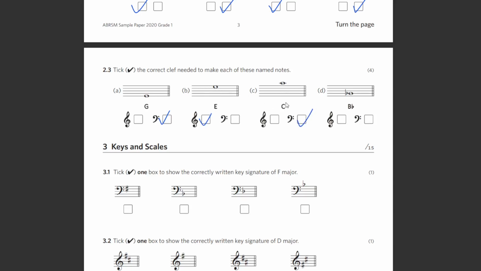This, you should be very familiar. This one must be bass clef, so that is middle C. In order for this to be B flat, it should be a bass clef because if it is a treble clef, it will be G flat.